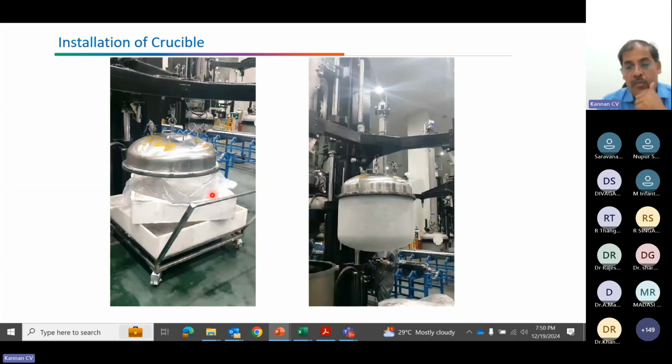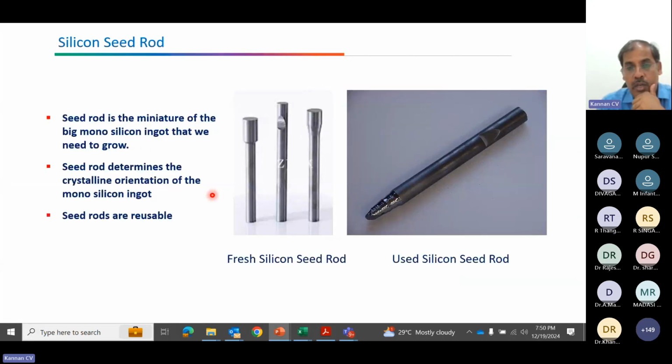Okay. So after you load this, then we have to use the seed rod, because the CZ process needs a seeding process, whereas the one we discussed yesterday doesn't need any seeding process. It's a forced cooling process. After melting, you force the cooling so that crystallization starts from bottom to top. Whereas in the CZ process, we have to use a seed with a certain orientation.